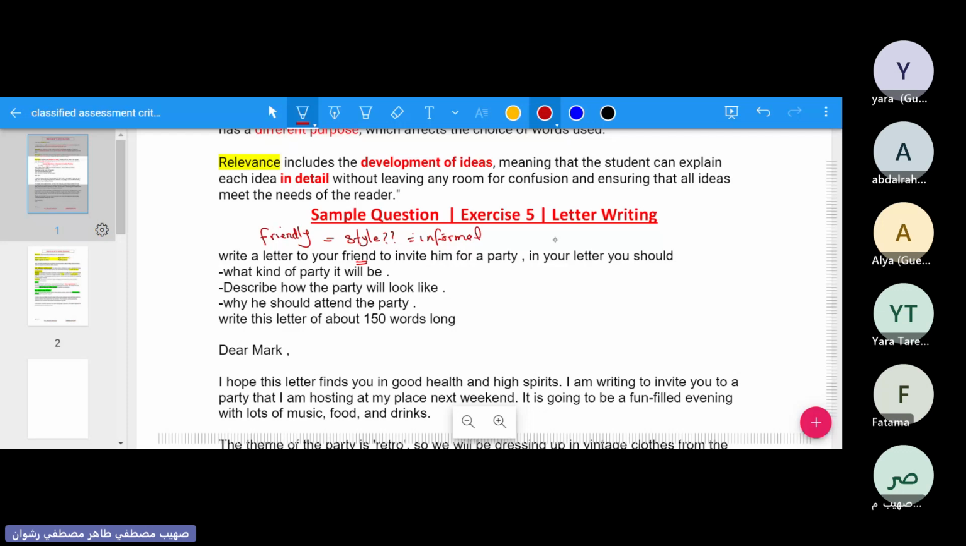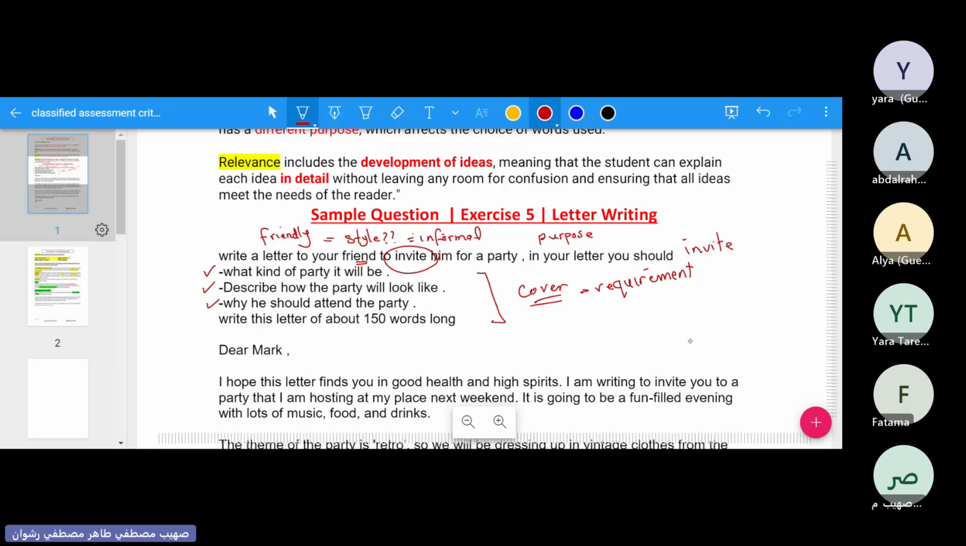Okay, the purpose. What is the purpose of my writing here? To do what? To invite him. Okay, to invite him. What should I cover in the letter? What are the requirements? Here are the 3 requirements. What kind of party it will be? Describe how the party will look like, why he or she should attend the party.